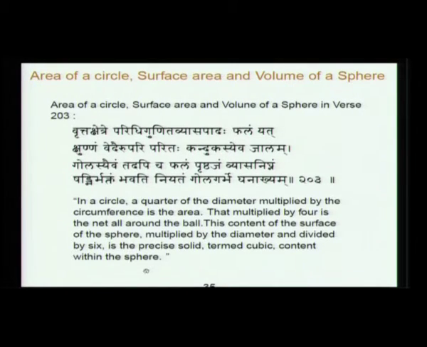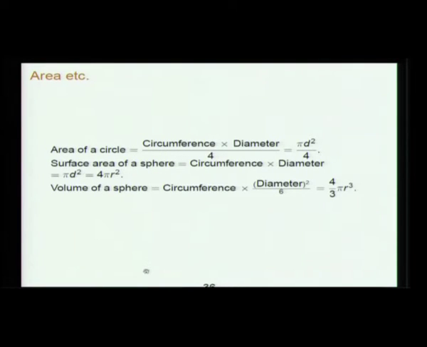So what he is saying is: area of a circle, he starts with that, the circumference into diameter by 4, so it's pi d squared by 4. I mean they do not use pi, as I have already mentioned; for modern notation I am writing what they say, and this is correct. Surface area of a sphere is circumference into diameter, that is pi d squared, which is 4 pi r squared, and volume of a sphere is circumference into diameter squared by 6, which will come out to be 4 by 3 pi r cubed. So they are all exact results, okay.